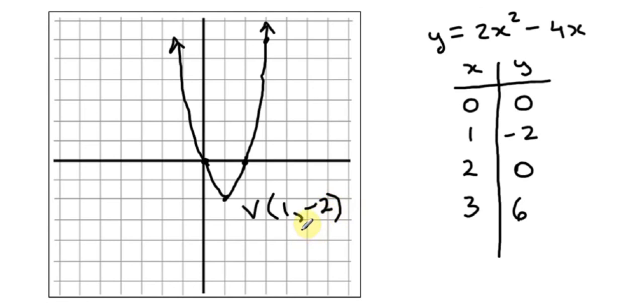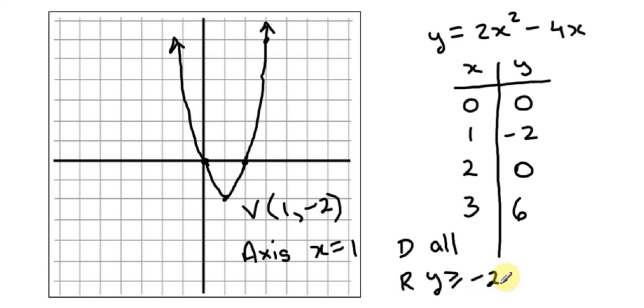We can see where the axis of symmetry is. It's this line here going through an x-coordinate of 1. So the axis of symmetry, just write that down here, is x equals 1. And maybe I'll just squeeze in the domain and range over here. The domain is all numbers. And the range looks like we're starting down at negative 2 and just getting bigger. So y greater than or equal to negative 2.